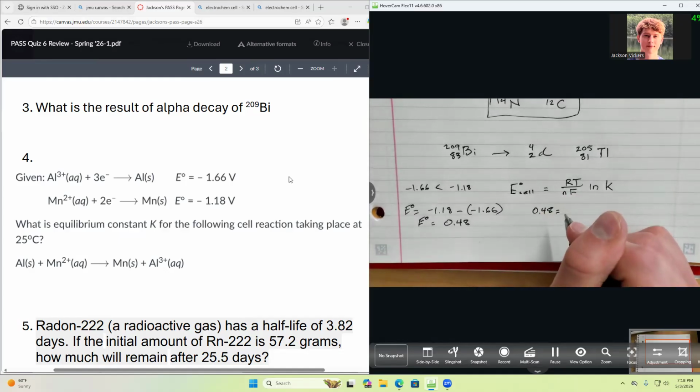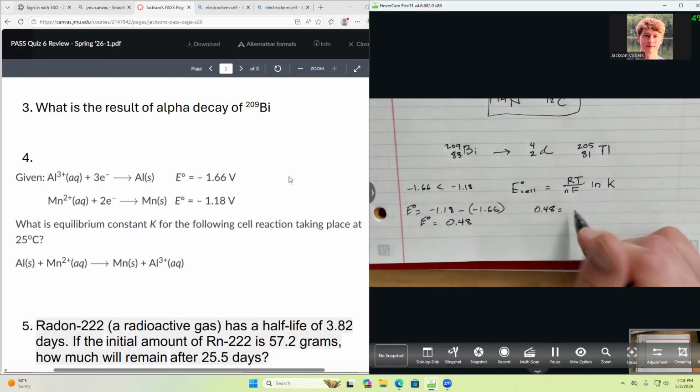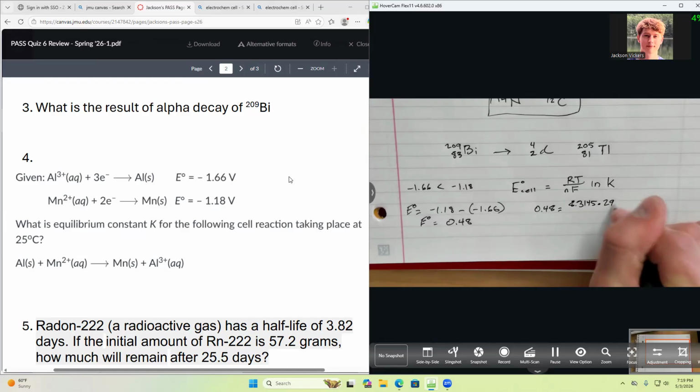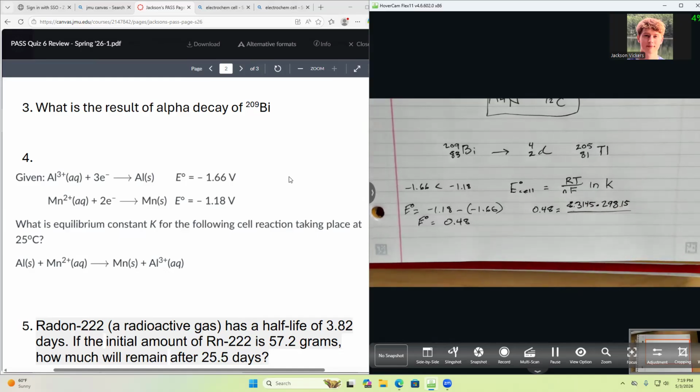So in the problem, we're told it's at 25 degrees, so in Kelvin, 298.15. R is going to be the gas constant, 8.3145 times 298.15 Kelvin. What would n be in this problem? 6. Yeah. So n is the moles of electrons that are transferred, and we have to always balance that.